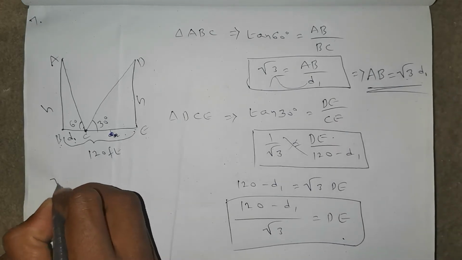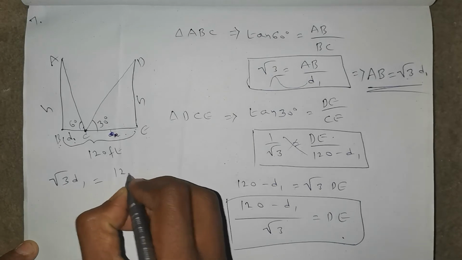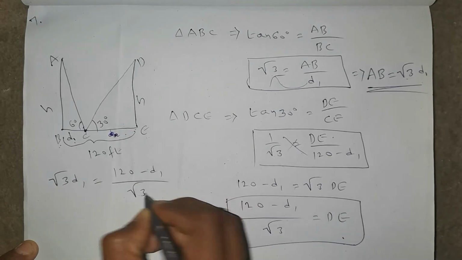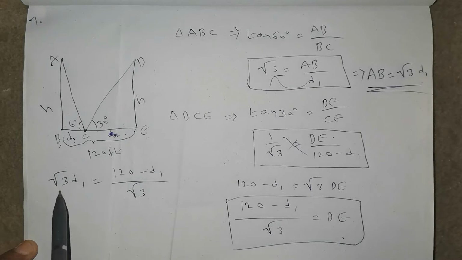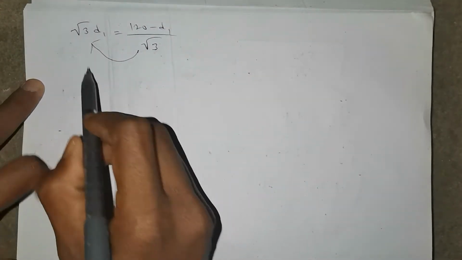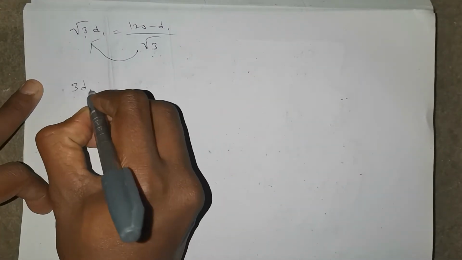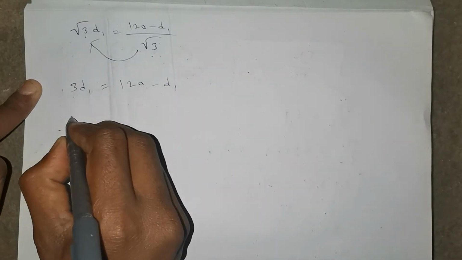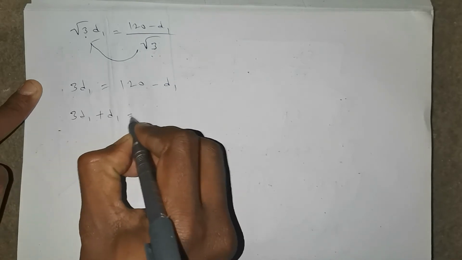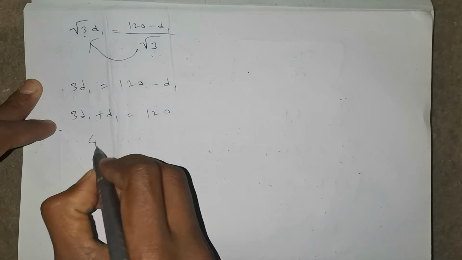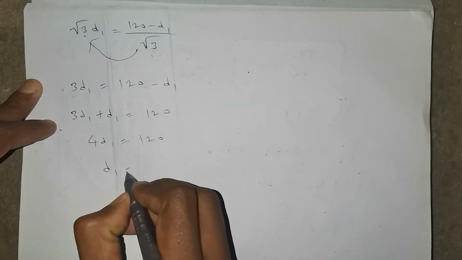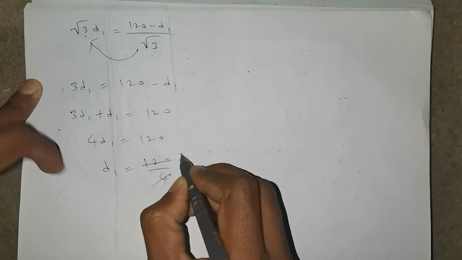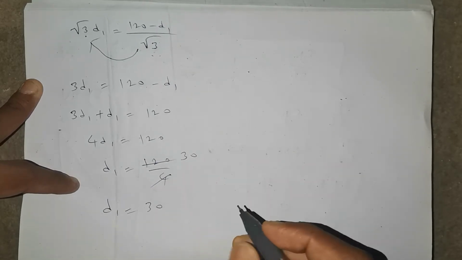√3 D1 is equal to 120 minus D1 divided by √3. Now this √3 I will take to the left side, so it will become multiplication. √3 into √3, 3 times D1 is equal to 120 minus D1. So this minus D1 I will take to the left side, it will become plus D1. So 3D1 plus D1 is equal to 120. 3D1 plus D1 is nothing but 4D1. 4D1 is equal to 120. Then what about D1? 120 by 4. 4 ones are 4, 4 threes are 12, so D1 is equal to 30. All the measurements are in meters, so this is also meters.